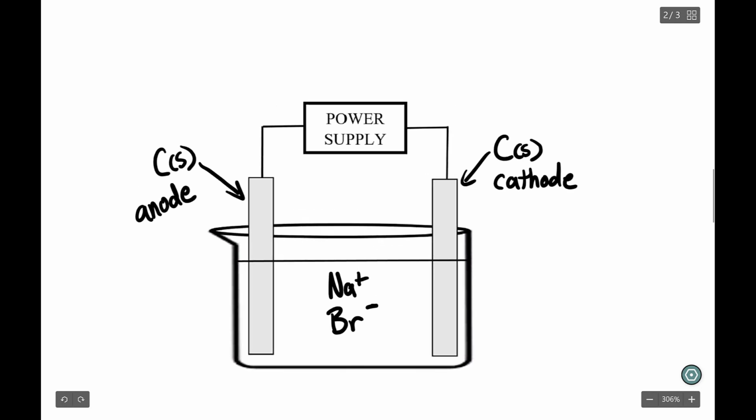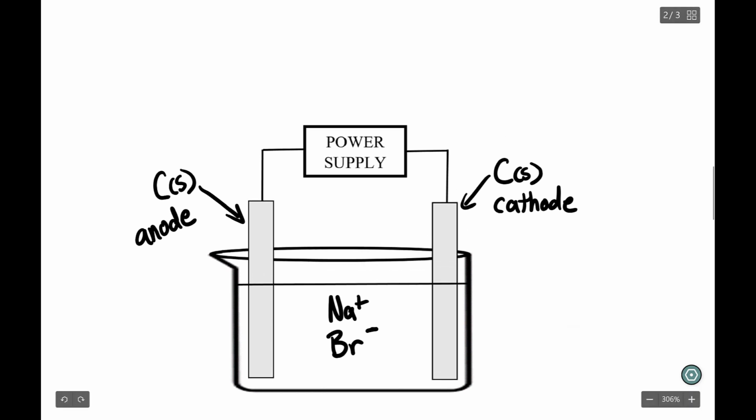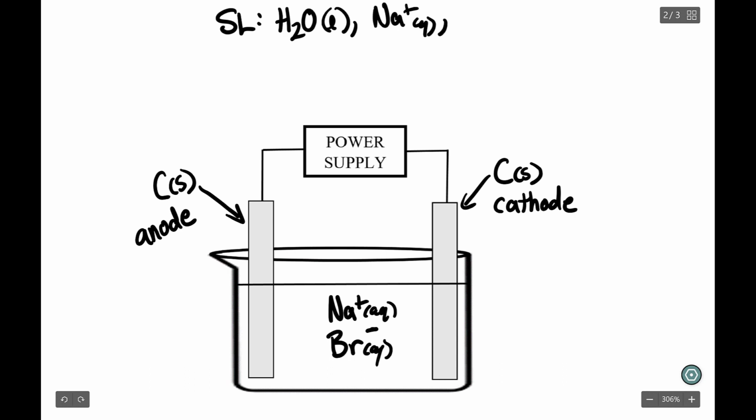And so the first thing we'd want to do is make a species list and figure out what our strongest oxidizing agent and strongest reducing agent are. So pause the video, make your species list, and figure that out. Now that you've had a chance to do that, let me go through it with you. So since this is an aqueous solution, I have to have water. I also have the sodium ions, aqueous, and I have the bromide ions, aqueous.